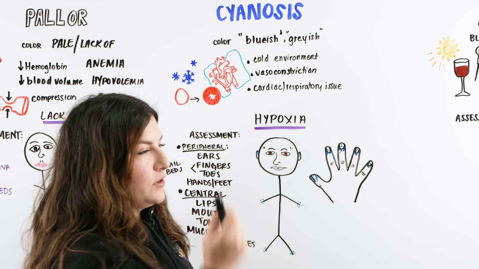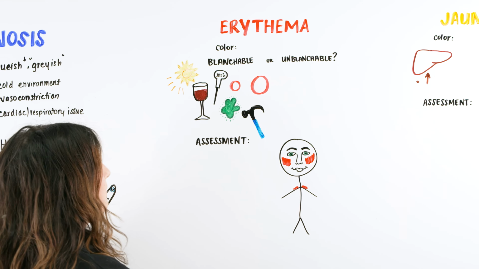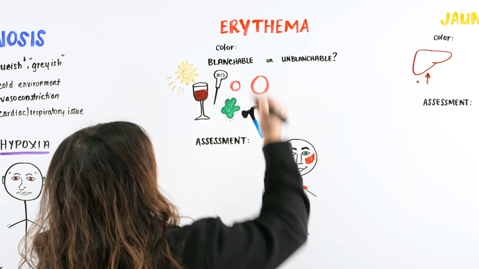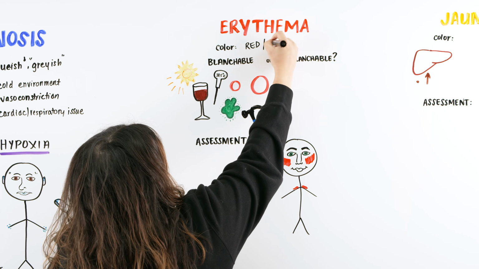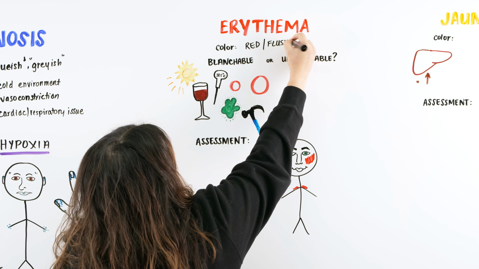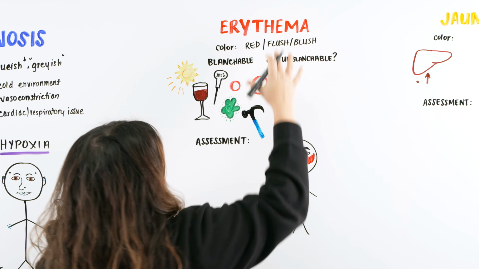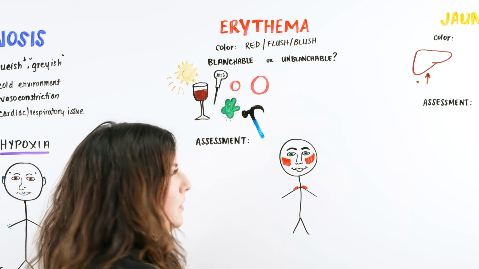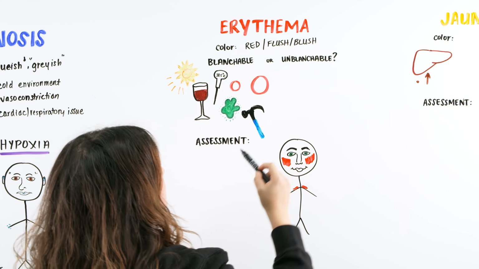Now let's move on to erythema. Now we're going to talk about erythema, and with erythema, we're going to think of the color as what? We're going to be looking at it as red. You can also hear the word flush, or blush. You can also think about this one as kind of the opposite of pallor. So this is where we're going to have this flushing, this redness to the skin.